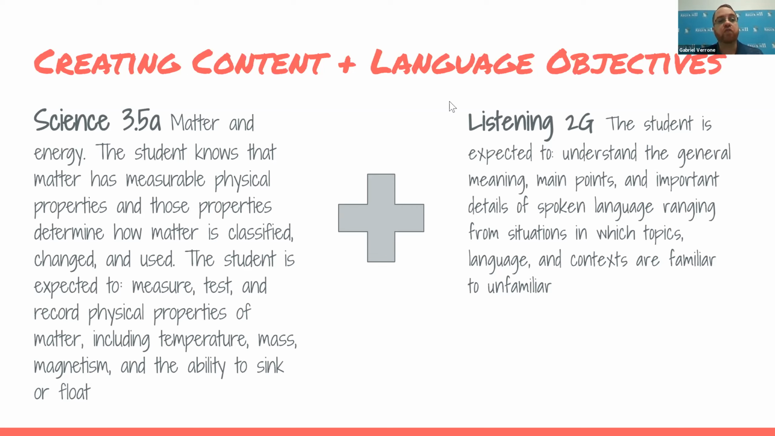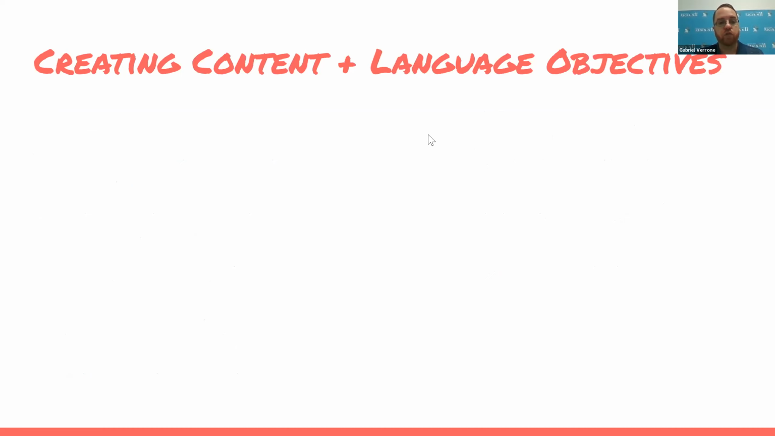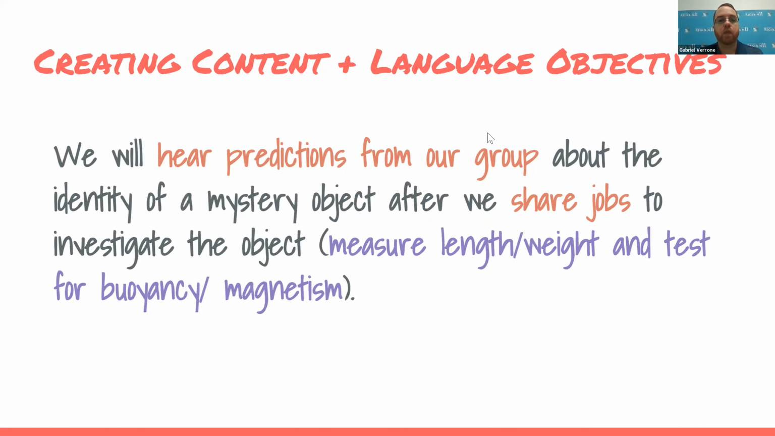All right. So how do I make this practical and usable for third grade students? Well, if it'll ever load, I'll tell you. There it is. So we will hear predictions from our group about the identity of a mystery object after we share jobs to investigate the object. And that's going to be measuring length, weight, and test for buoyancy and magnetism.